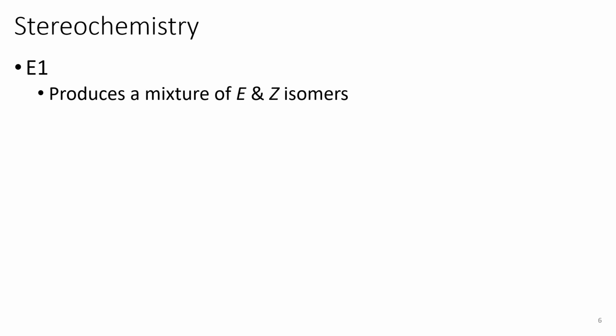And what we're going to see with the E1 mechanism is, once again, we're going to get a mixture of isomers. We will get a mixture of both the E and the Z isomers. We will typically not get 50-50 mixtures of the two isomers. We are typically going to favor the isomer with less steric strain. So remember, steric strain is where we try to put big bulky groups on similar sides or in similar spaces. So we're going to pick the one that has less steric strain.